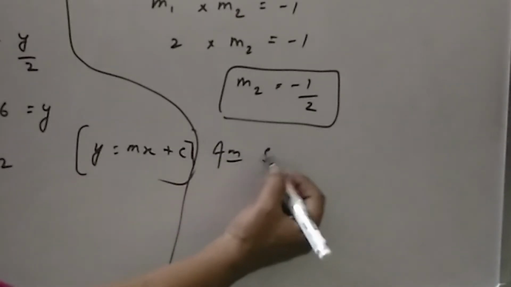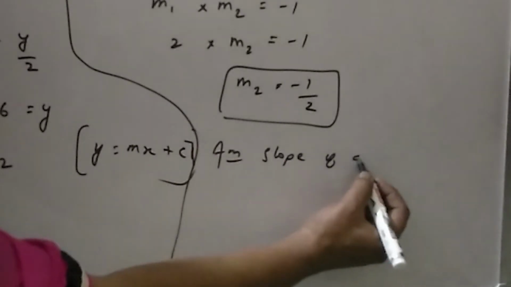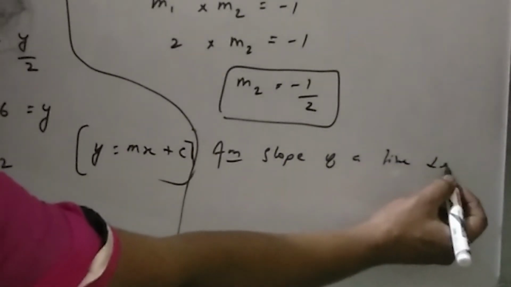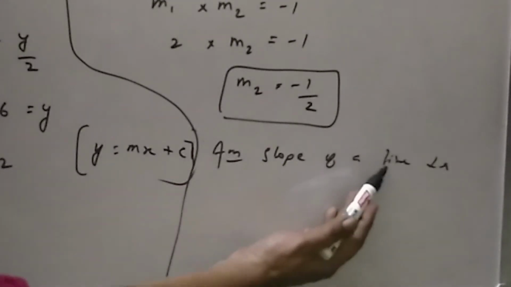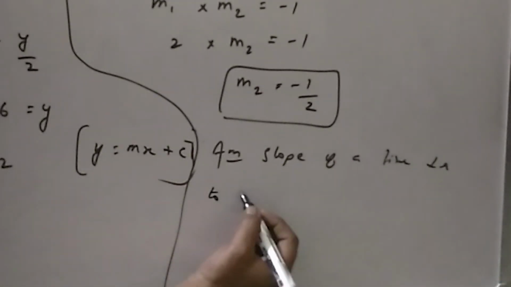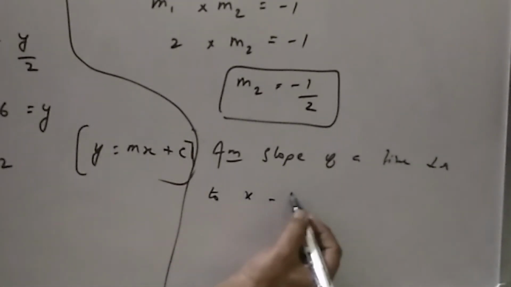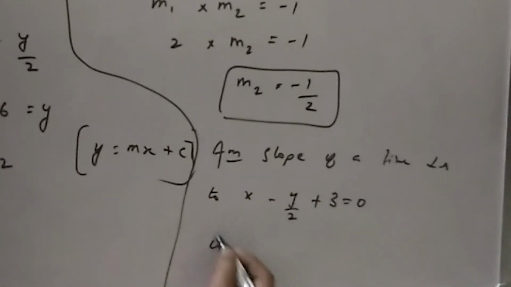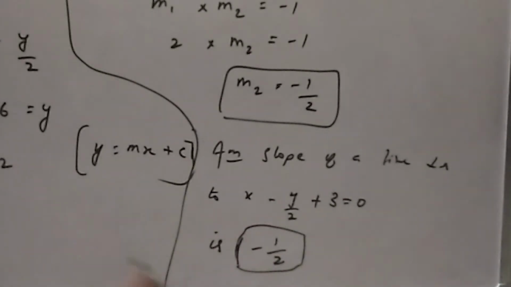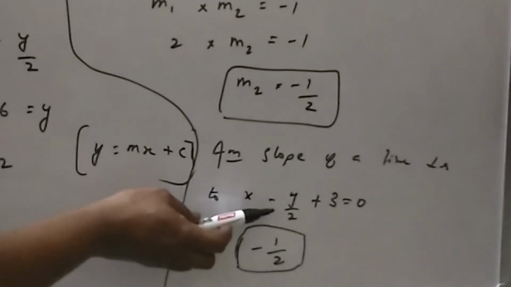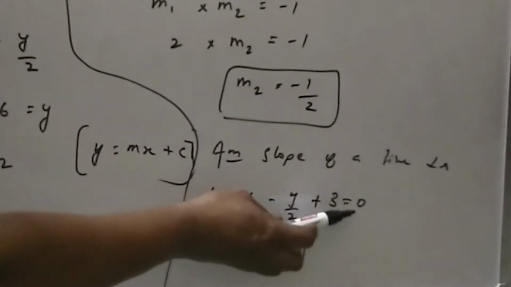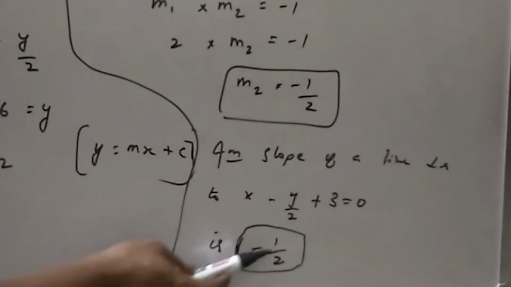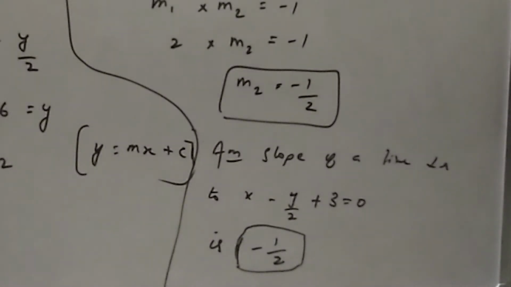Answer: slope of a line perpendicular to x minus y upon 2 plus 3 is equal to 0 is minus 1 upon 2.